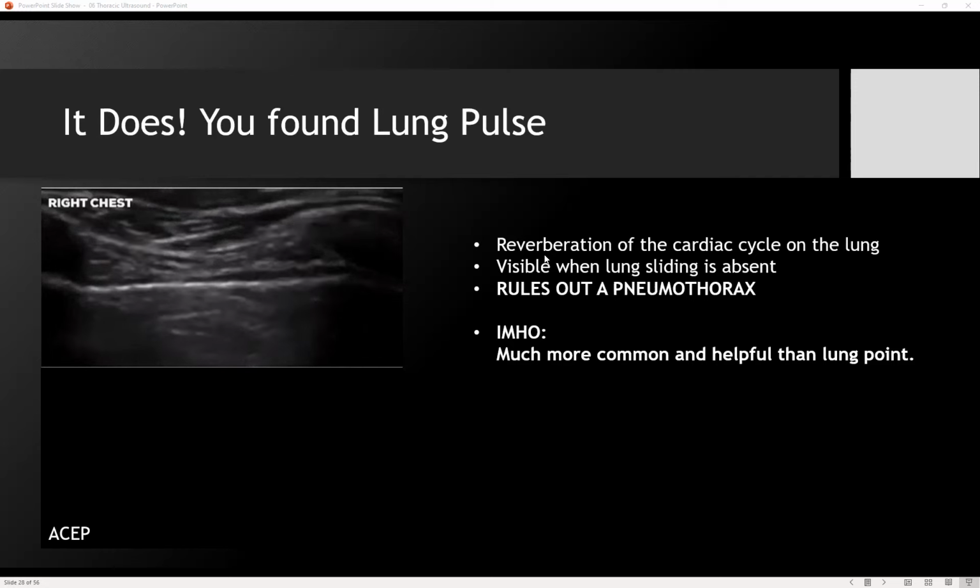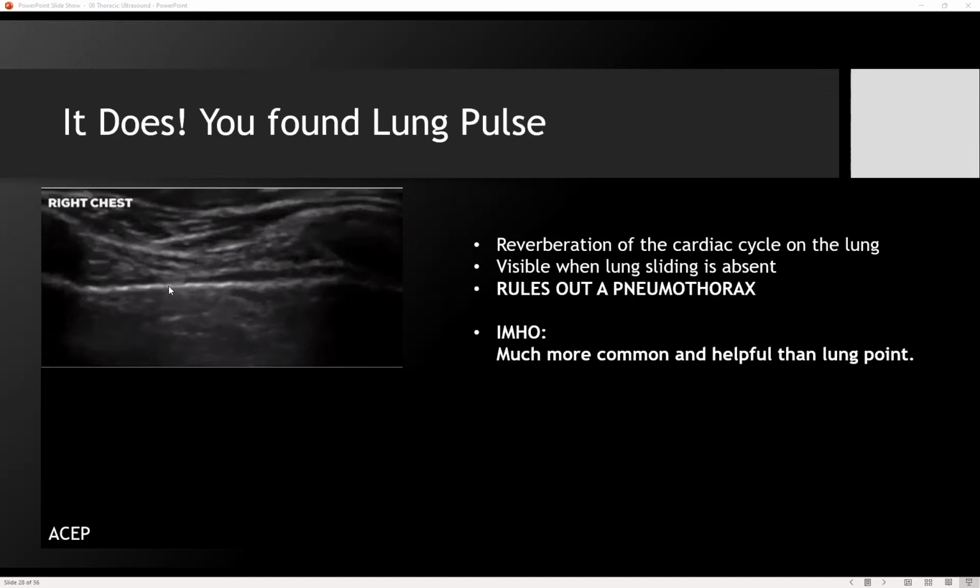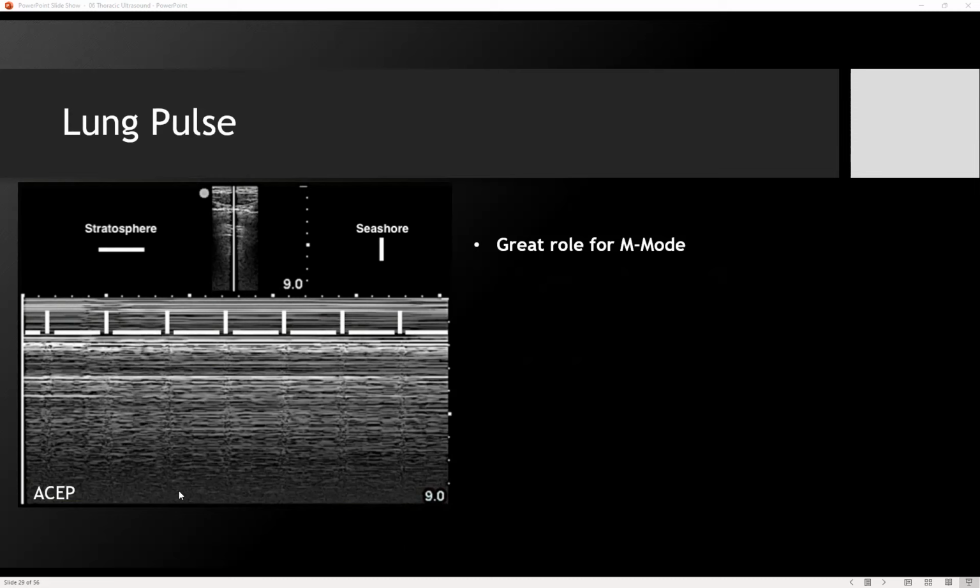I think this is much more common to find, because very often when I'm seeing absence of lung sliding, it's not a pneumothorax, and I want to be confident that it's not a pneumothorax. But like I was saying, you can't always see it. It's sometimes hard to see, but if you slap an M mode on it, look at these vertical lines hiding in plain sight at approximately the same rate as the heart rate. What's happening here is you have a stratosphere sign, but with every heartbeat, there's a little wiggle, a little motion, and you can see this on M mode through a stratosphere sign. So this is a great role for M mode. This was visible on that first case that I gave you.